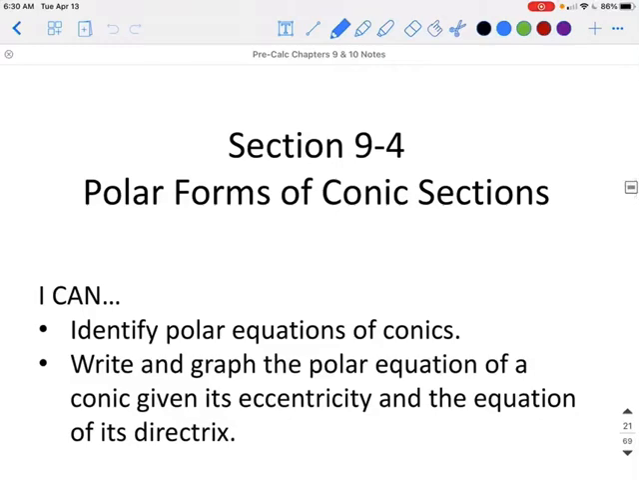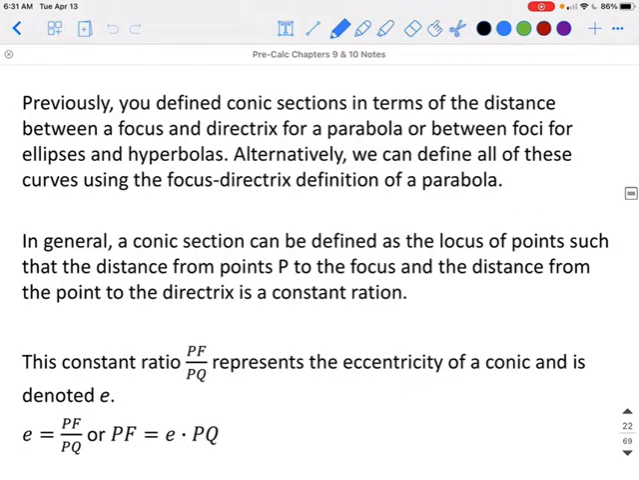This is section 9.4, part A, polar forms of conic sections. Previously we defined conic sections in terms of the distance between the focus and directrix for a parabola, or between foci for ellipses and hyperbolas. Alternatively, we defined all of those curves using the focus-directrix definition of a parabola.